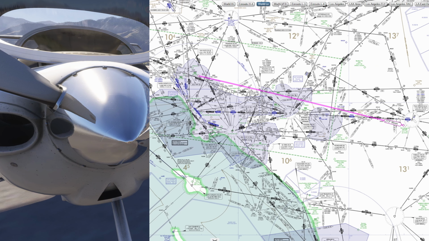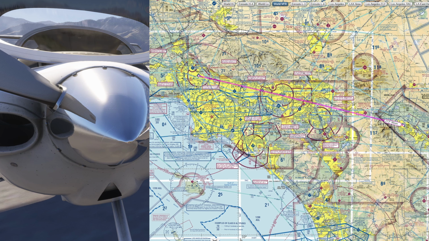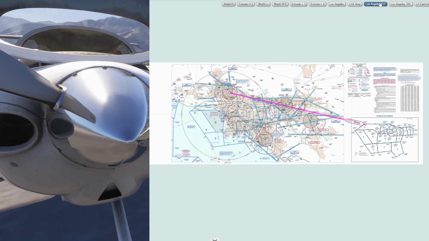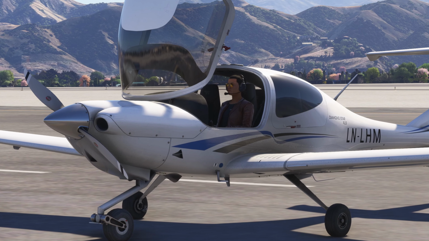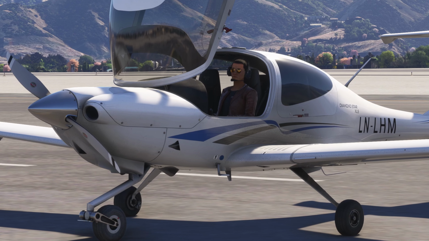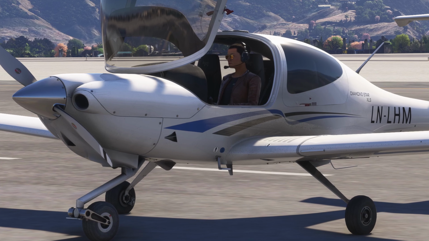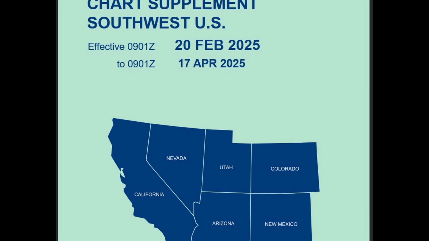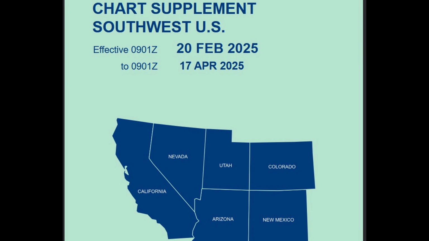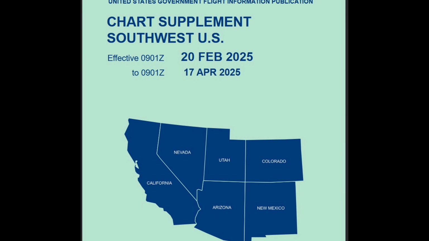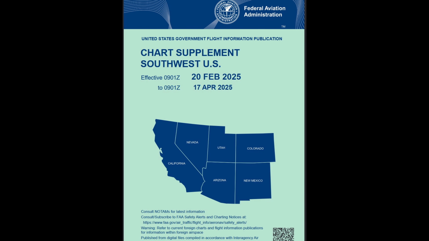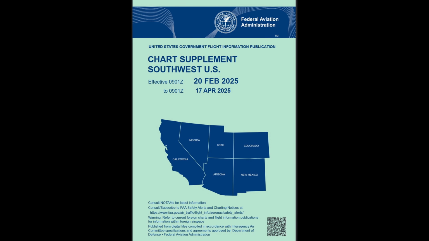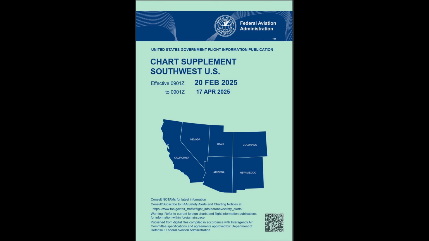Today we will plan a flight from Palm Springs over to Burbank. We will plan the flight with a Diamond DA40, and that will also have an impact on what TEC route we will fly. Let's have a look at what TEC routes are available, and we start off with the chart supplements. First of all, you have to select the correct chart supplements for the area you wish to fly in. So today we choose the chart supplements for the Southwest US, which also covers California.